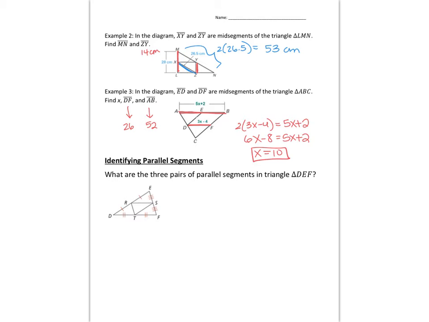Okay, so based on the next question, what three pairs? So we know they're mid-segments because it shows everything's congruent. It shows that R is the midpoint of DE, T is the midpoint of DF, S is the midpoint of EF. So which would be parallel? So let's just say I take RT. Well, I know RT has to be parallel to the third side, so that would be EF. If I take instead TS, that's going to have to be parallel to its third side, which is DE. And the last one is if I take RS, it's going to be parallel to its third side, DF.